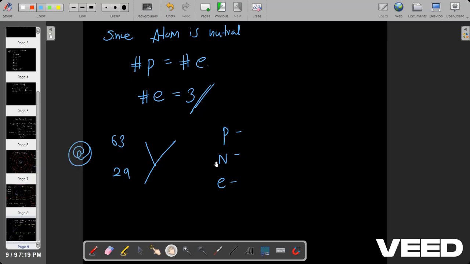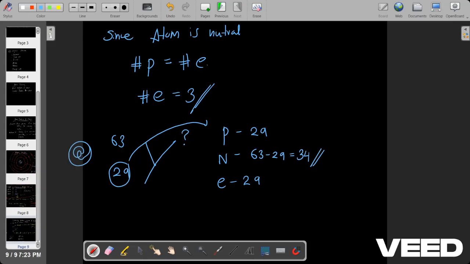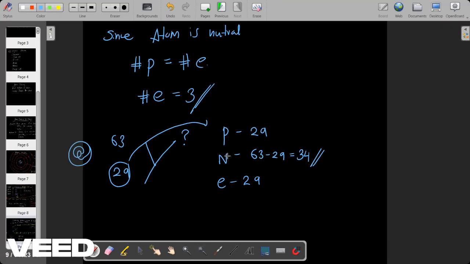Find it. Alright, these are the answers. The number of protons is equal to the atomic number. When you subtract 29 from 63, you get the number of neutrons in the nucleus. Since it's a neutral atom, since there's no charge, the number of electrons and protons are the same, right? So you get the value as 29.